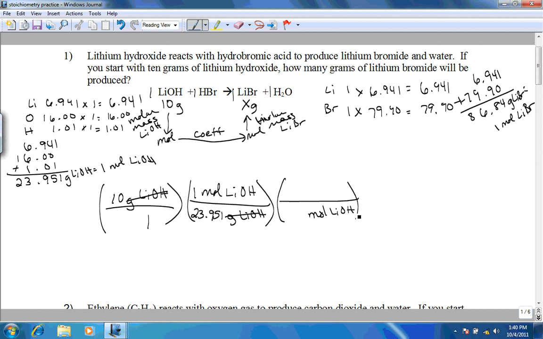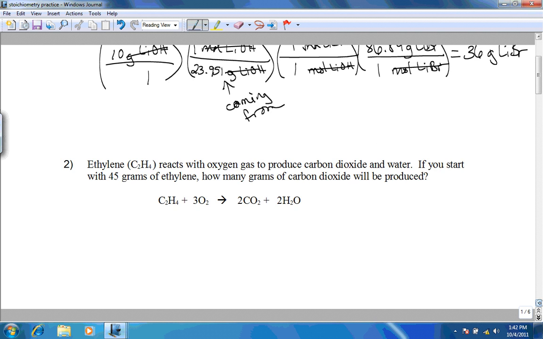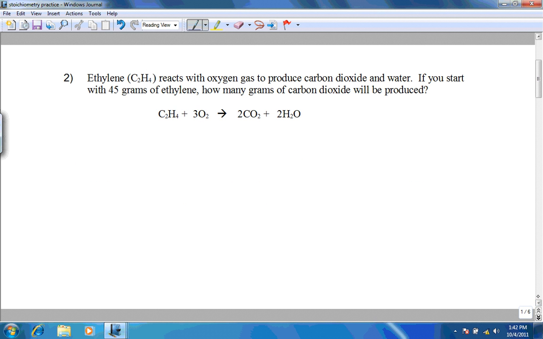Okay, number 2. Ethylene, which is C2H4, reacts with oxygen gas to produce carbon dioxide and water. Here's our chemical equation, and it's already balanced for you. If you start with 45 grams of ethylene, so I'm going to put that underneath ethylene, the C2H4, just so I know where my starting point is. How many grams of carbon dioxide? So I'm looking for carbon dioxide and how many grams of it will be produced.